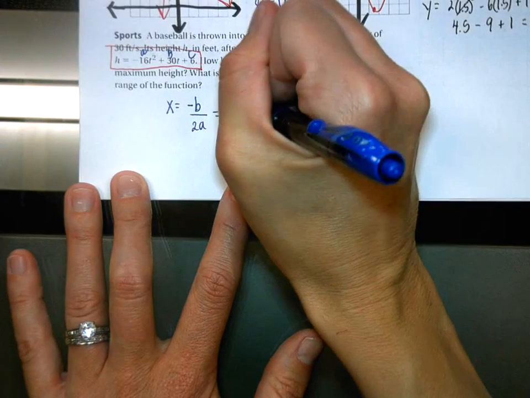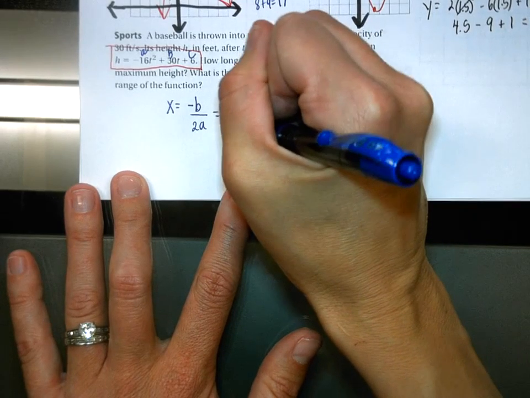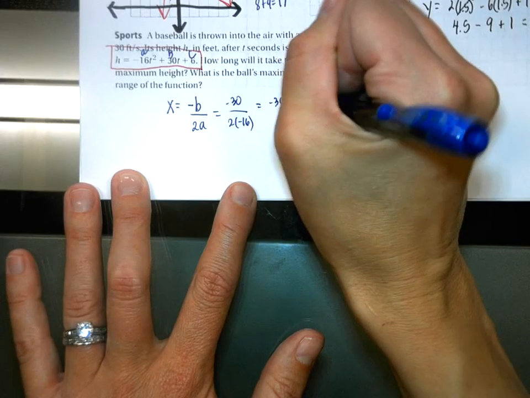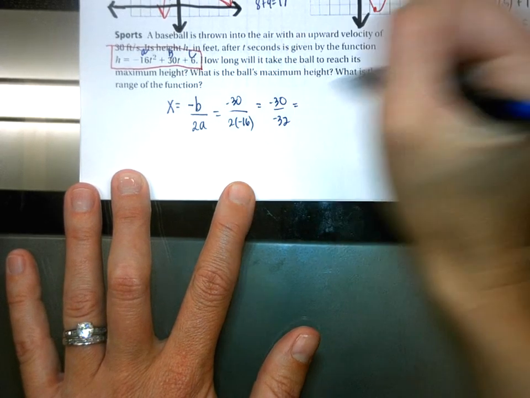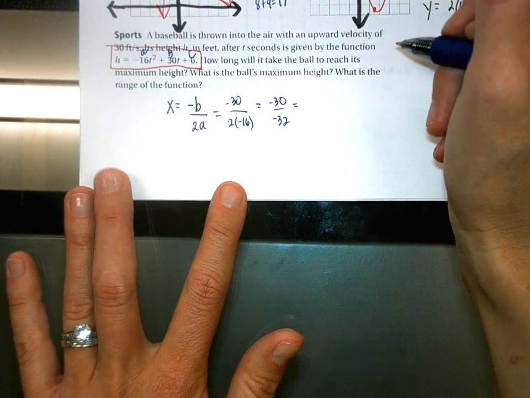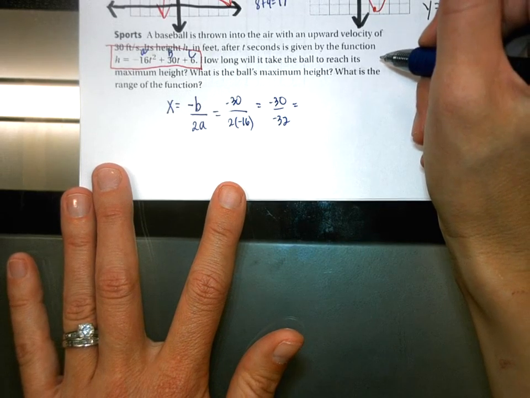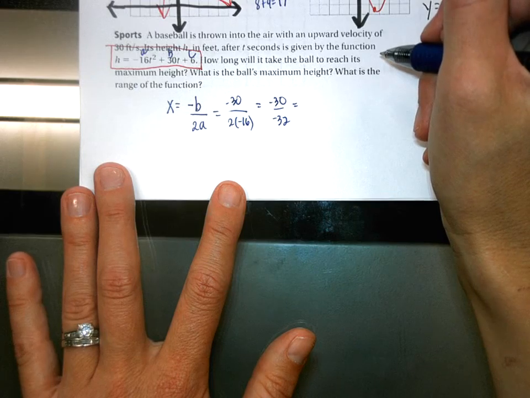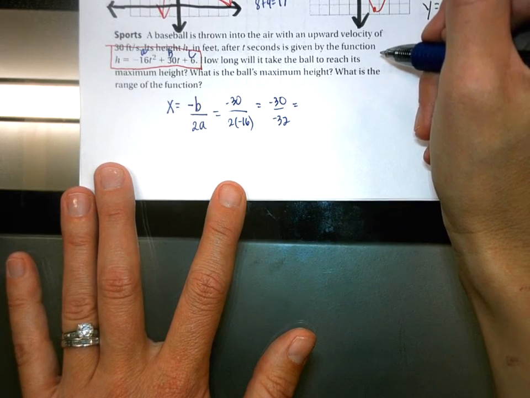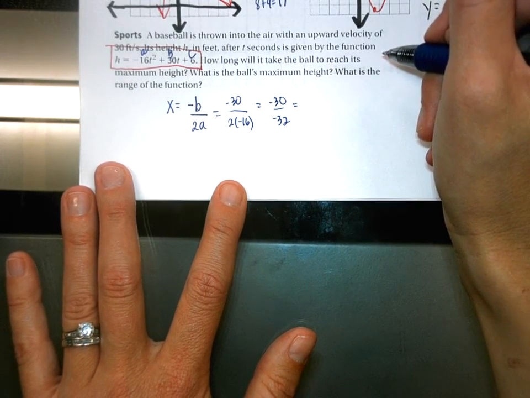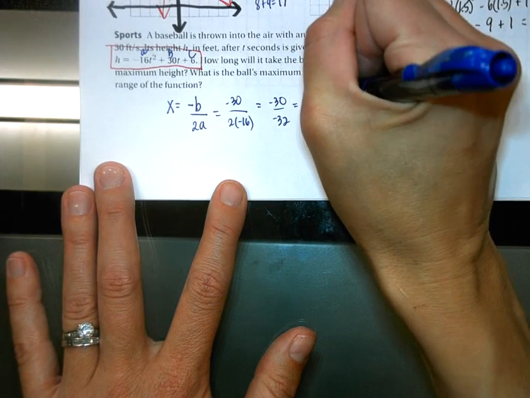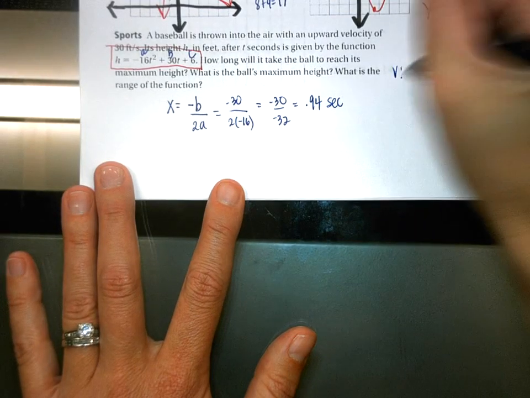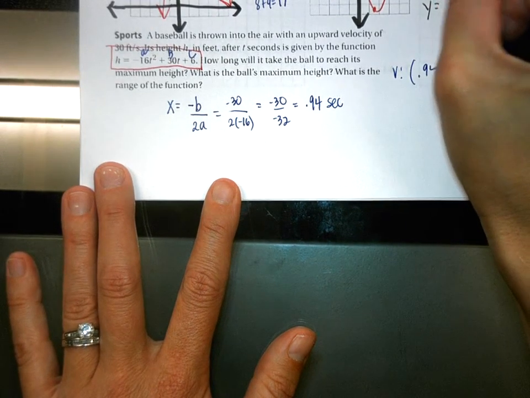Negative 30 divided by 2 times negative 16. Negative 30 over negative 32 is correct. And when you divide that in your calculator, let's round that to the nearest hundredth. What do you get? I got 0.9375. So to the nearest hundredth, 0.94, and that's actually in seconds. So we're going to just write our vertex here. So our x value of the vertex is 0.94.